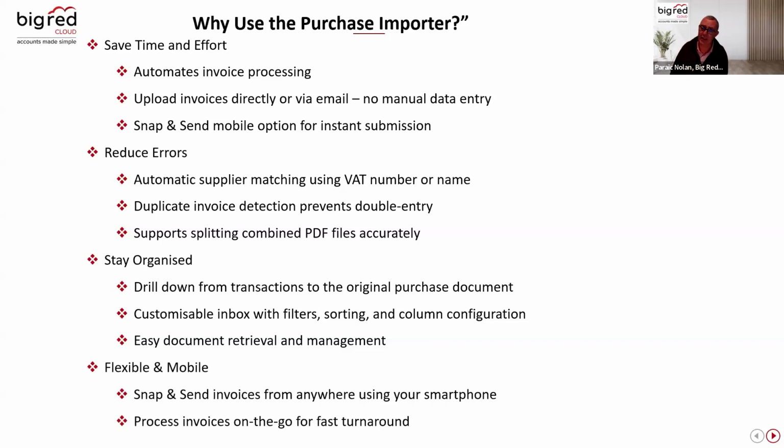And finally, the Snap and Send feature makes it very flexible and mobile. You can be out and about getting invoices from suppliers, maybe receipts, diesel receipts, or anything that's vatable in particular, because you want to make sure you claim the VAT on all those little invoices that you get as you're out and about. So that's a great way to do it rather than putting it in the back of the pocket and then you lose it at some stage.